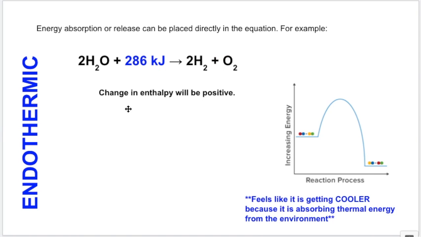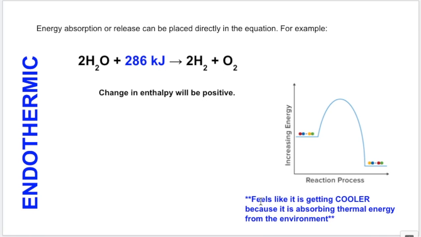Endothermic, on the other hand, needs a lot more energy input into the system in order to get your products. So this should actually be the opposite. I just realized, I'm sorry. The reactants should be here, the products should be up here. We should have more energy in the products for endothermic. And so you'll see that the energy is on the reactant side.